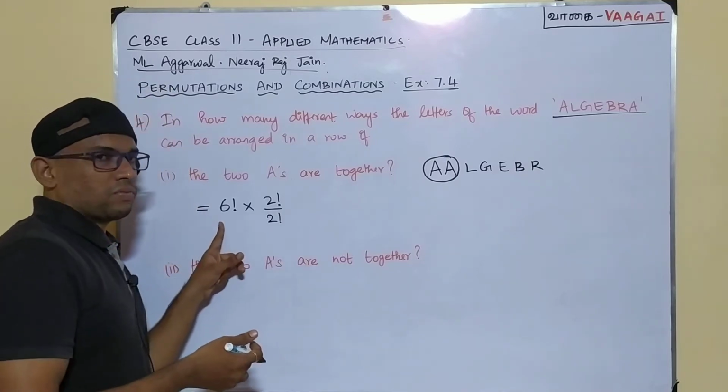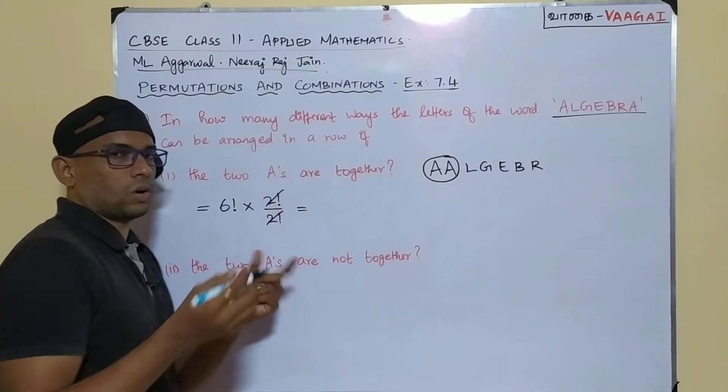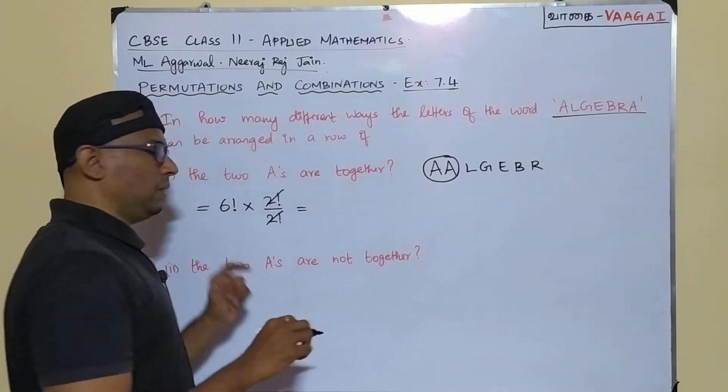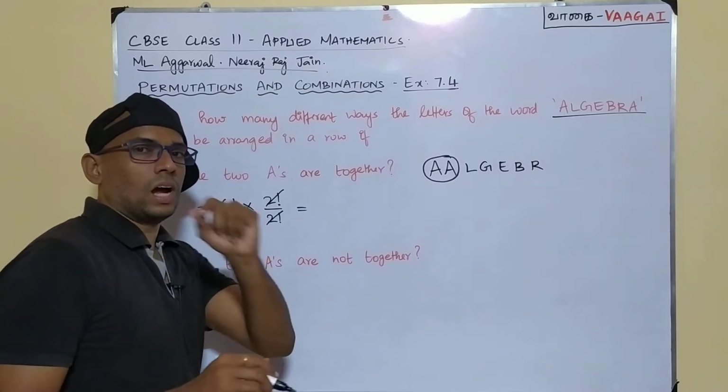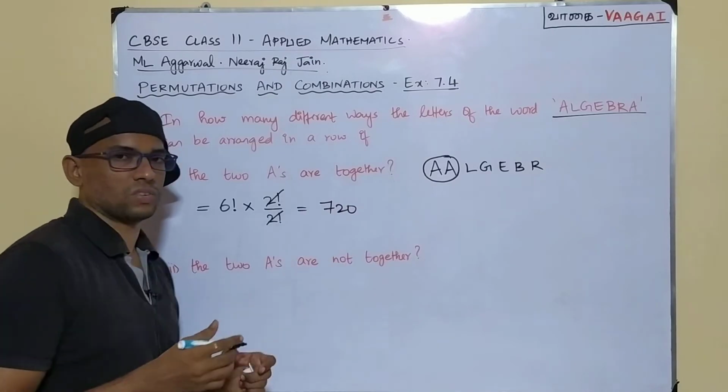So my final answer is going to be 6 factorial. Anyway, these both are going to get cancelled. 2 factorial by 2 factorial is going to cancel. So simply 6 factorial is going to be the answer. And what is 6 factorial? 6 factorial is 720, and that is the answer for your first subdivision.